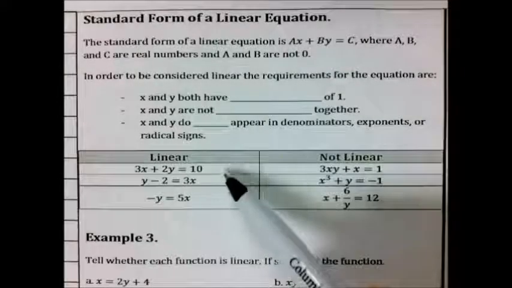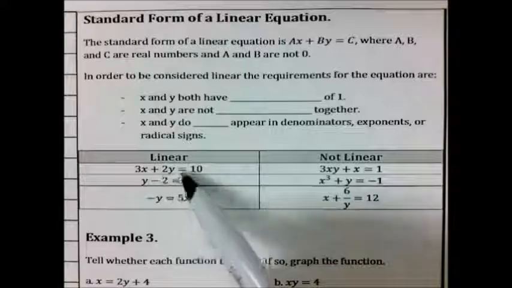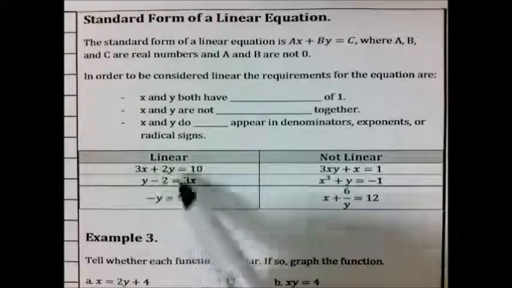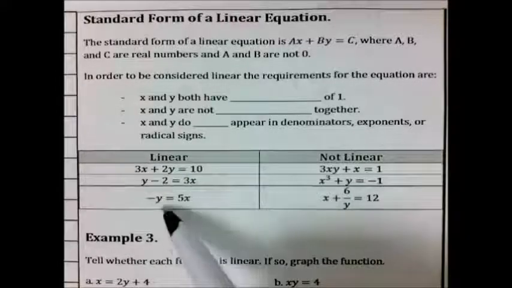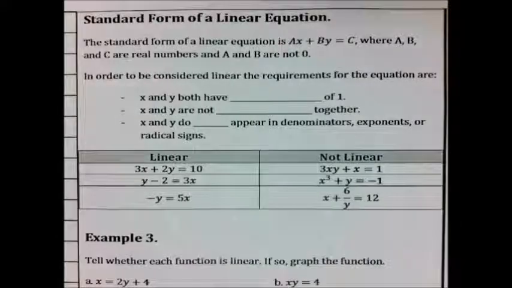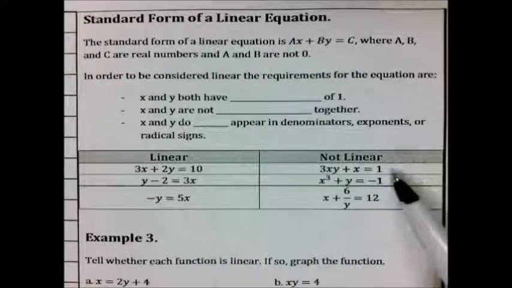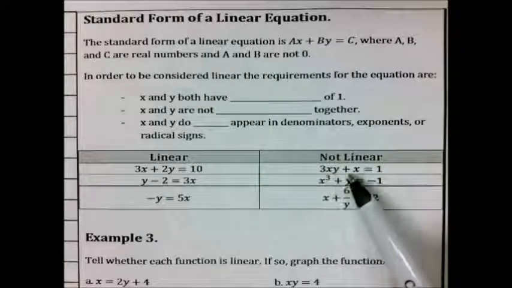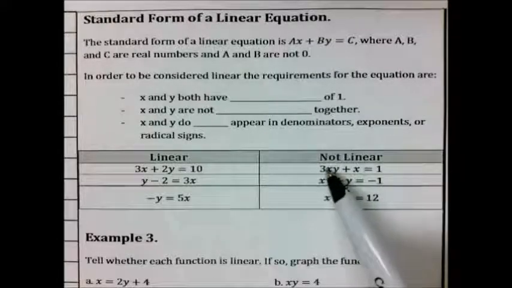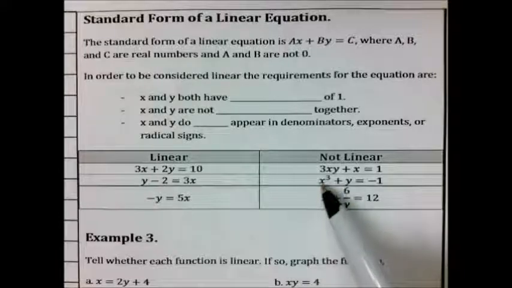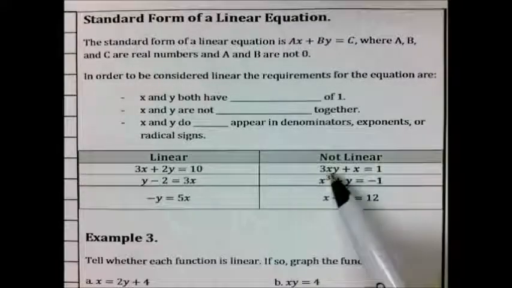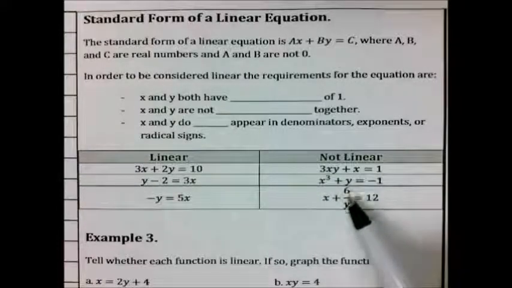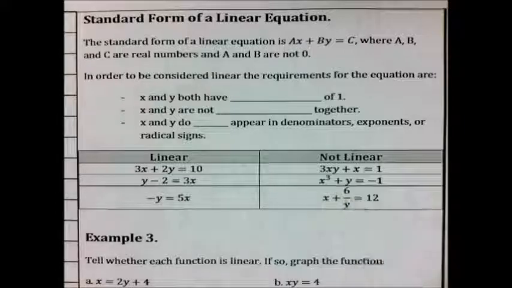Some examples of linear would be 3x plus 2y equals 10. That is standard form right there. Y minus 2 equals 3x, or negative y equals 5x. Those are all examples of linear equations. Nonlinear would be 3 times x times y plus x equals 1, because x and y are being multiplied together. It couldn't be x cubed plus y equals negative 1, because x is not an exponent of 1. It couldn't be x plus 6 divided by y equals 12, because y is in the denominator. These are all reasons why a certain thing could or could not be linear.